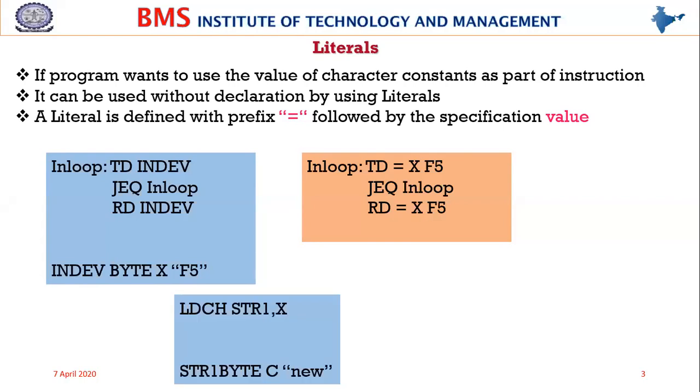There is one more example you can see. We have an instruction LDCH, load character to accumulator, string 1 comma X, and string 1 is declared somewhere as a byte, a character whose value is NEW. Instead of this, it can be written directly using the LDA instruction. The accumulator will be loaded with this entire string NEW directly, LDA equal to C.